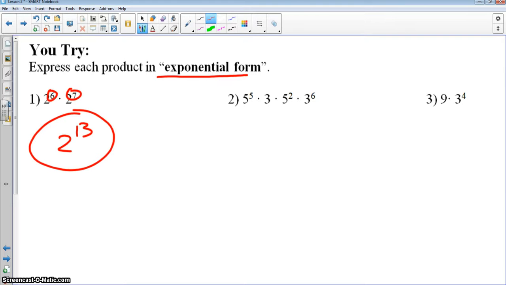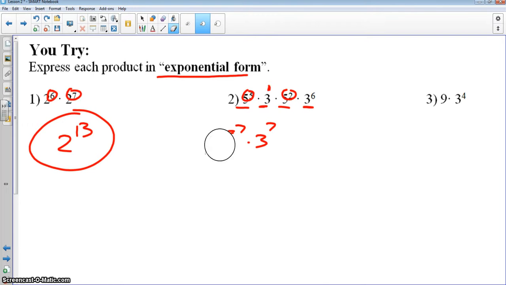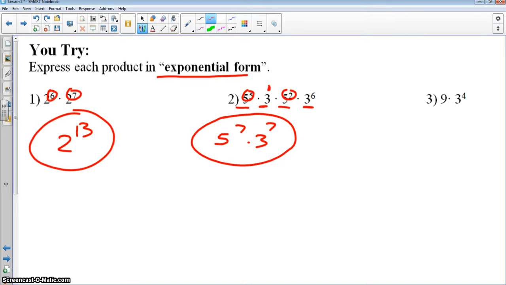Number 2, look for like bases. We had a 5 and the 5. So you're going to add their exponents. We had a 5 and a 2. So that would be 5 to the 7th. And then over here, don't forget that this is 3 to the 1st power. So that's 3 to the 1st, 3 to the 6th, so add those up. And that would be 3 to the 7th power also. I'm going to change this 5, it looks bad. There we go. And that's it. No more to do on that one.